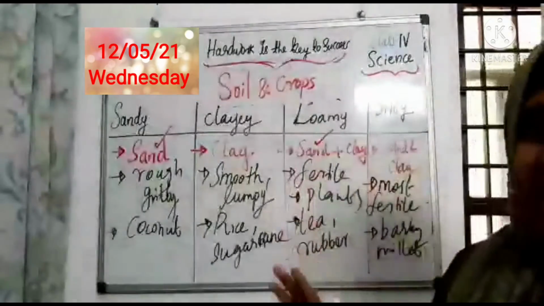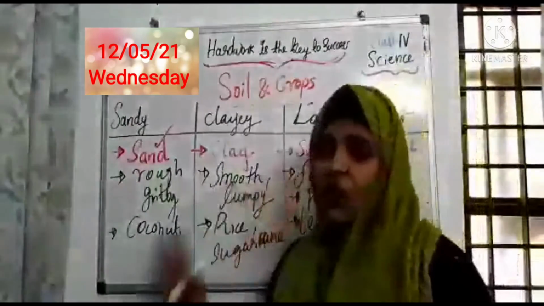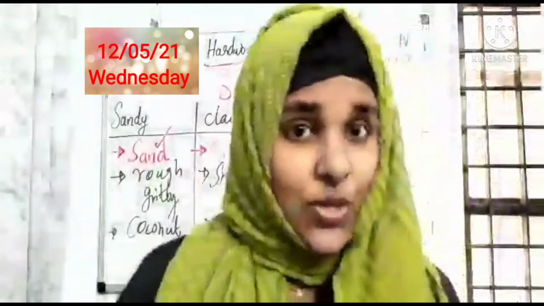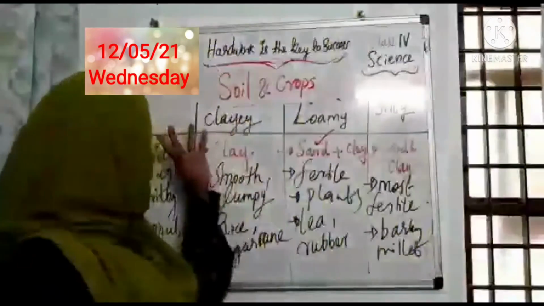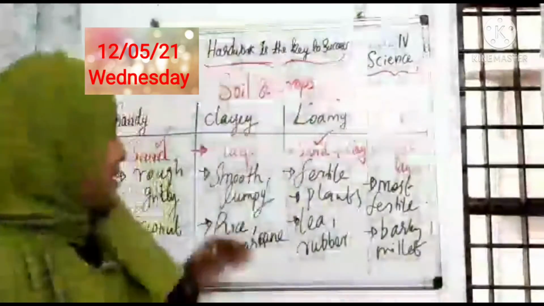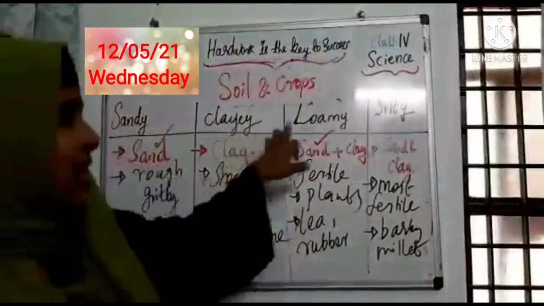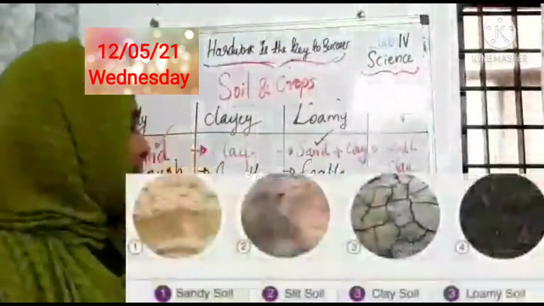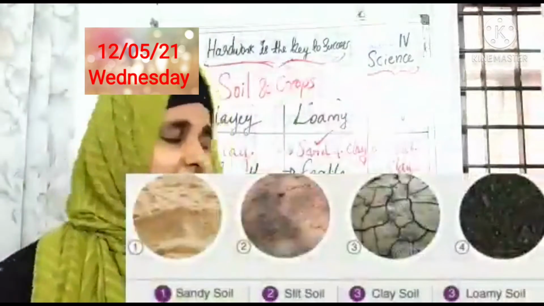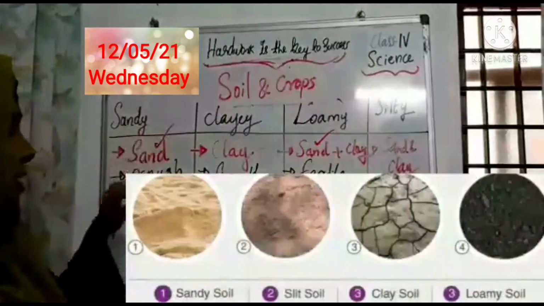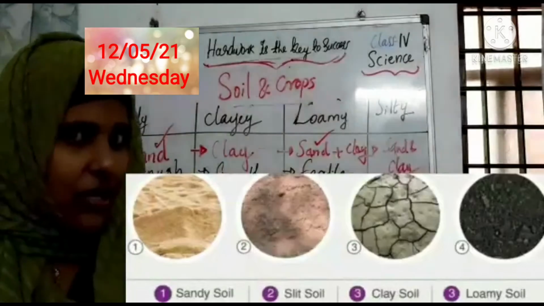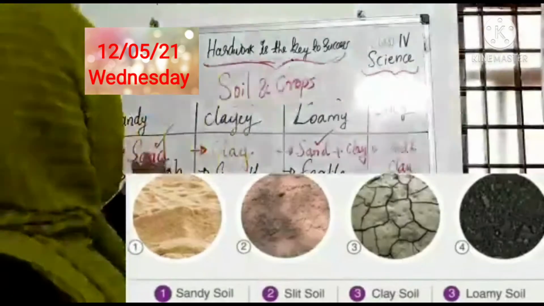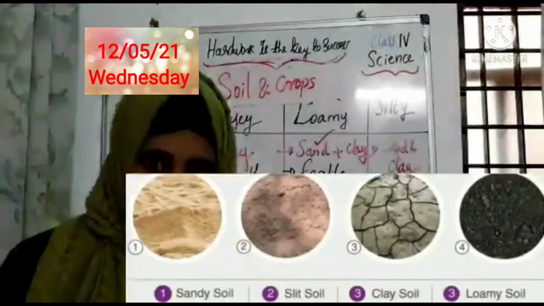Okay, so these are the main differentiation of types of soil. Let's recheck one more time. So what are the 4 types of soil, children? That are sandy, clayey, loamy and silty. Okay, and what are the main specialization of this soil? In sandy soil, we can see sand particles. The greatest proportion of sand particles we can see in sandy soil.